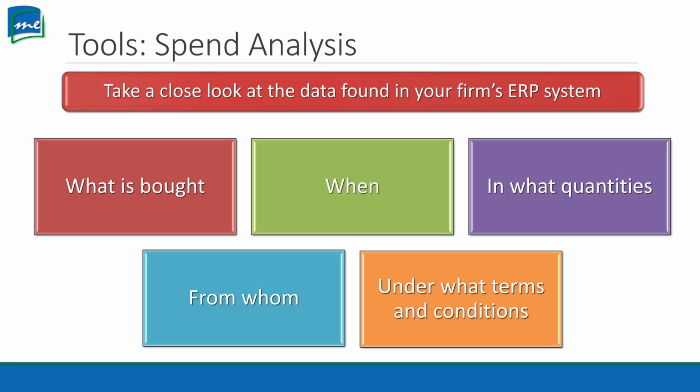So when we pull this up, we're going to see what we bought, when we bought it, what quantities, from who, and under what terms and conditions. There'll be a lot more data underneath that, but these are our main areas that we're going to be looking at, because we're going to try to see how we can possibly save money. Maybe we notice that we're spending an awful lot of money at one particular vendor, and we don't have any type of deal with that vendor going on.